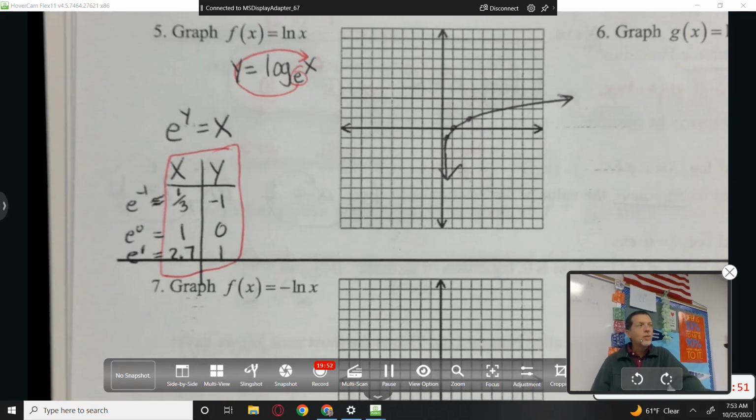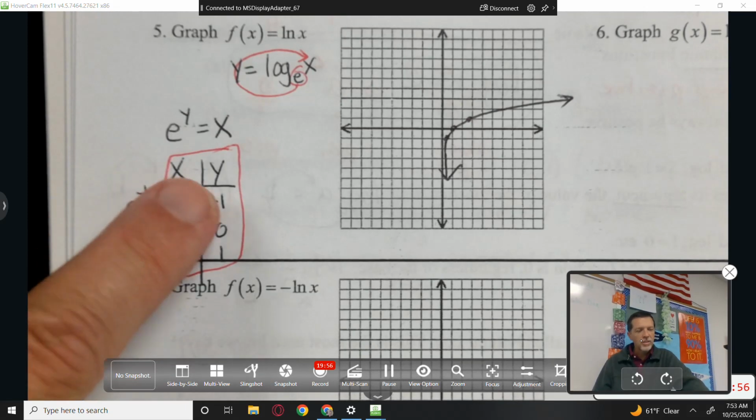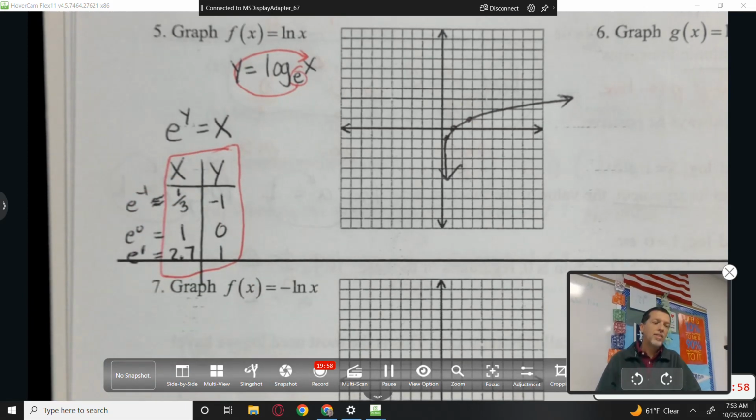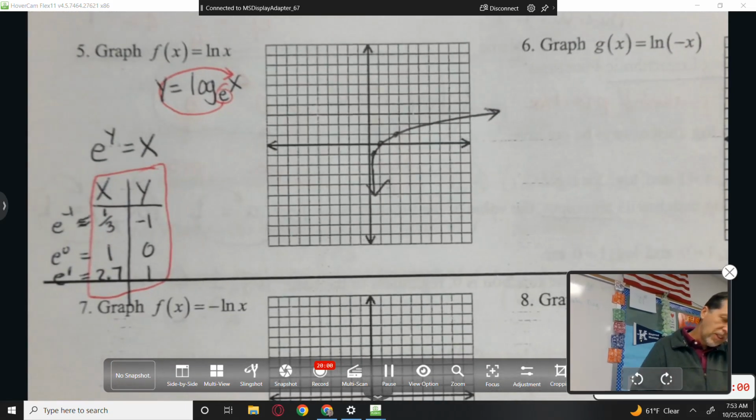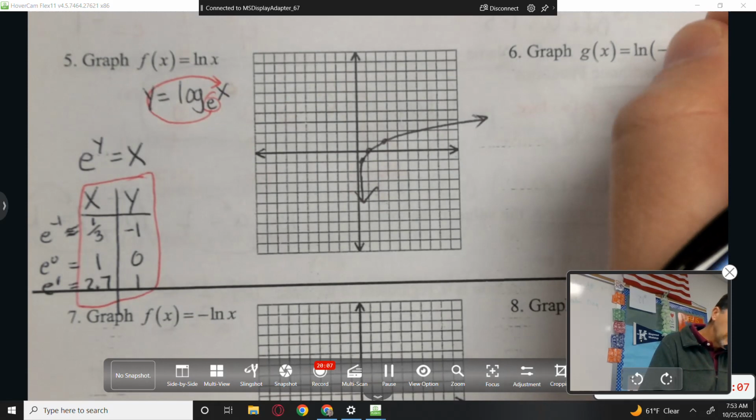But even then, you don't memorize them. You just figure out what they are by starting with -1, 0, 1, and then use the parent function things. Let's skip 6 because we already did. Well, let's not skip it yet.